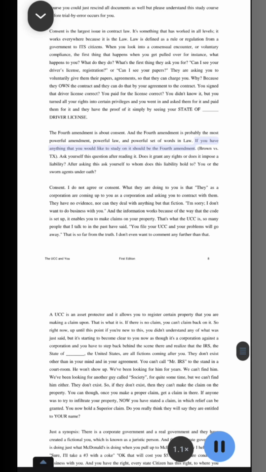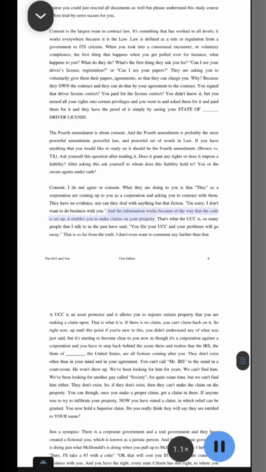If you have anything that you would like to study, it should be the Fourth Amendment. Brown versus Texas. Ask yourself this question after reading it: does it grant any rights, or does it impose a liability? After asking this, ask yourself, to whom does this liability hold? You or the sworn agents under oath? Consent. I do not agree or consent. What they are doing to you is that they, as a corporation, are coming up to you as a corporation and asking you to contract with them. They have no evidence, nor can they deal with anything but that fiction. I'm sorry, I don't want to do business with you.